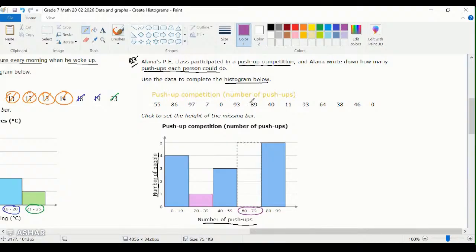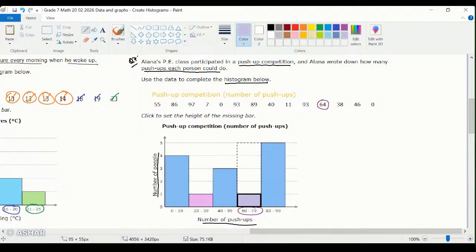60 to 79. One value. Do we have more values? I can only find a single value, right? I cannot find any other value between 60 and 79. That means the height should be one only. Agreed? So we can say this is a single height over here. Agreed? The histogram has been completed.